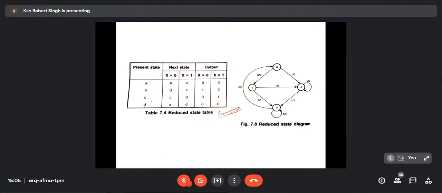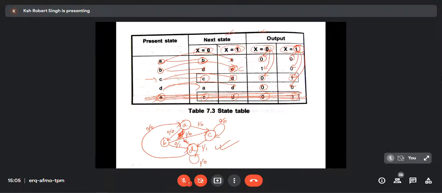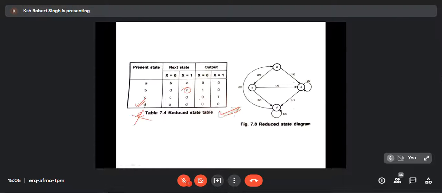So this is the reduced state diagram. E is taken out, and instead of E, C is substituted. It was supposed to be E earlier, but it is substituted by C. And from this, we get this one. That means A, I can represent 00; B, 01; C, 10; D, 11. That is state assignment.